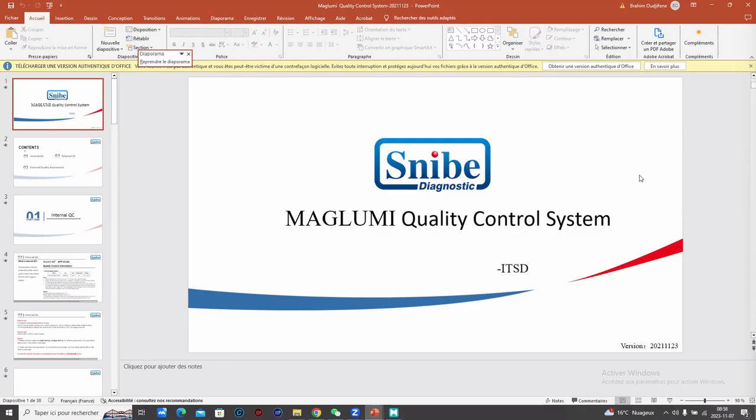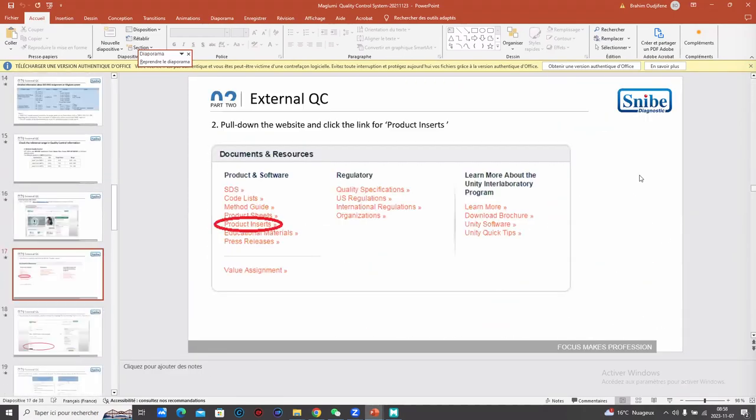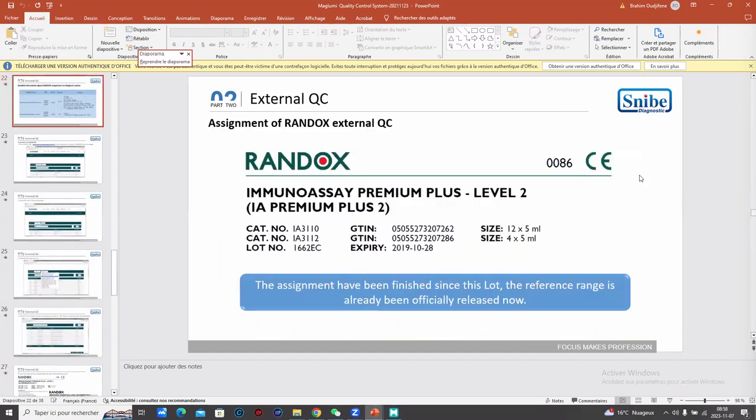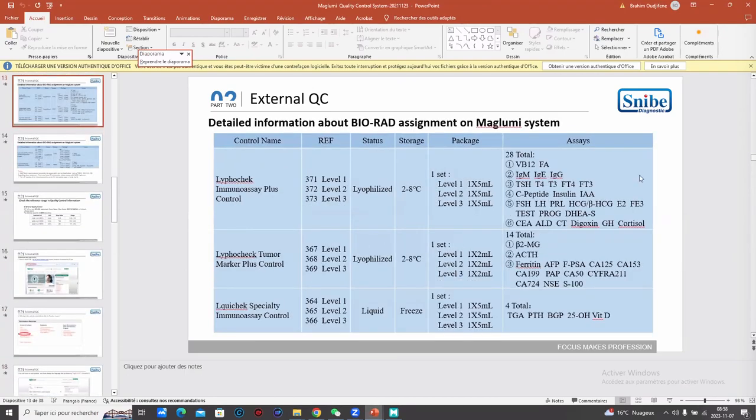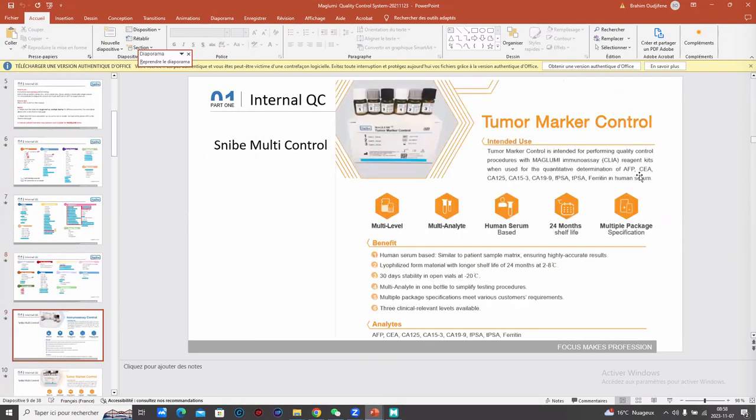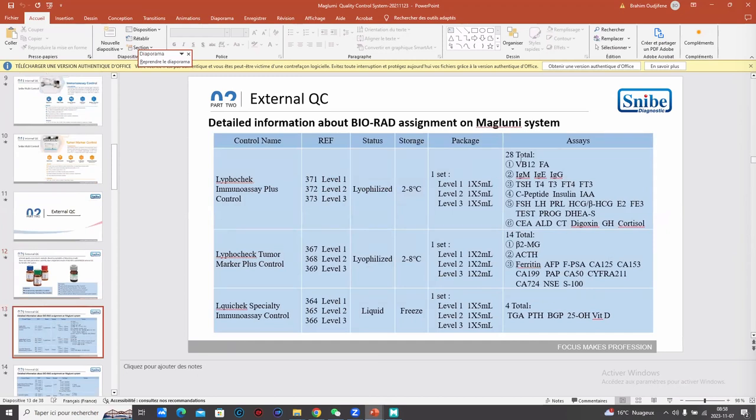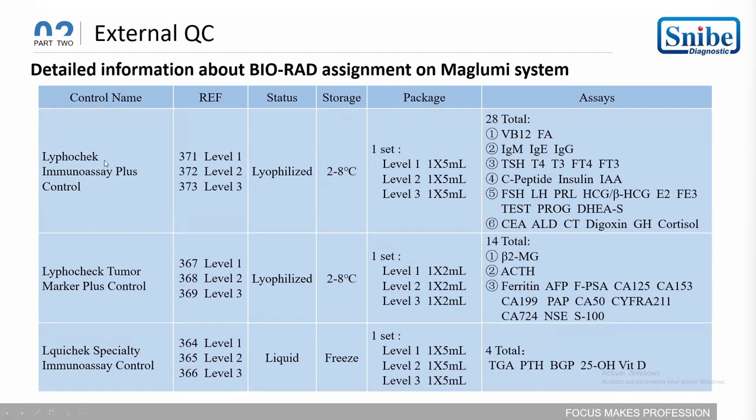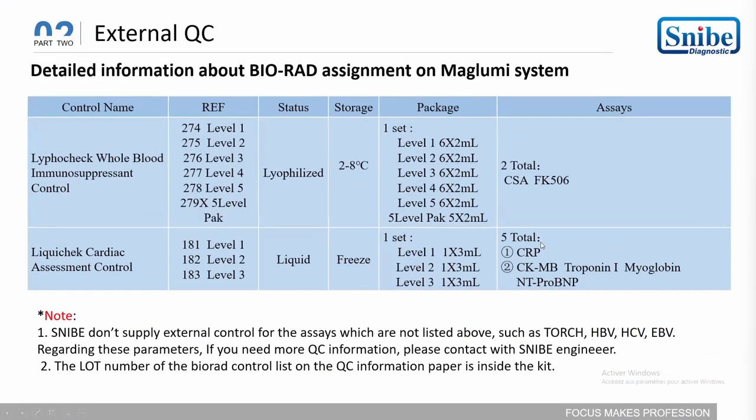So the quality controls are available. I will show you that there are about 80 parameters available. These are from Biorad. You can see we have five quality controls: Liquichek Immunoassay Plus Control, Liquichek Tumor Marker Plus Control, and so on. They have 28 parameters for the first one, 14 for the second, 4 for the third, 2 parameters and 5 parameters.